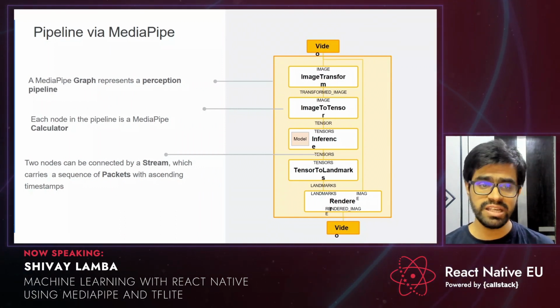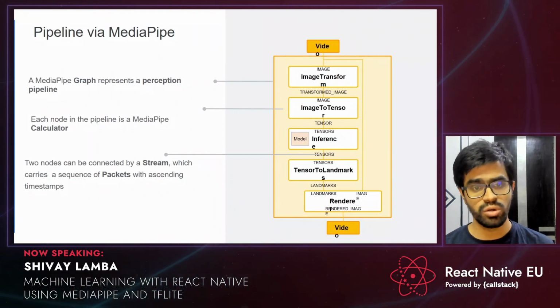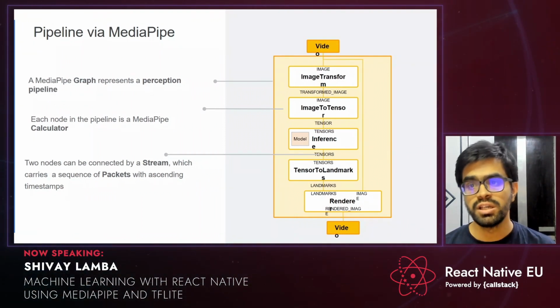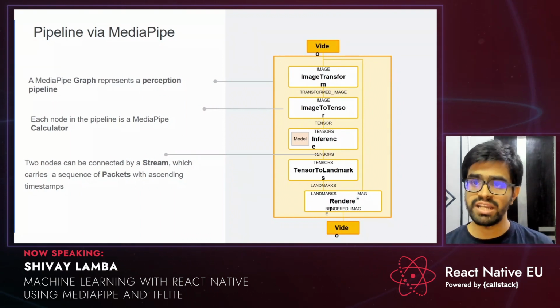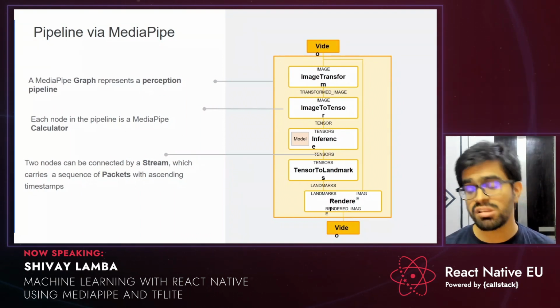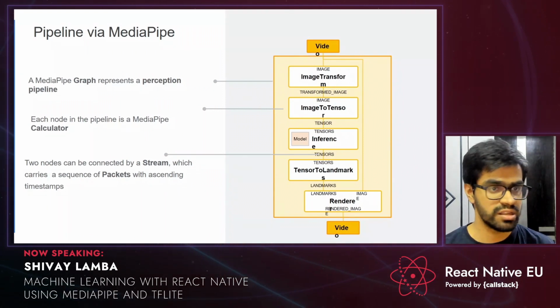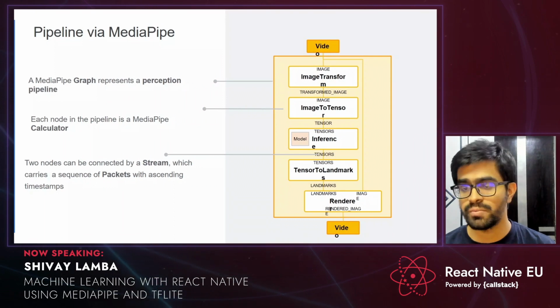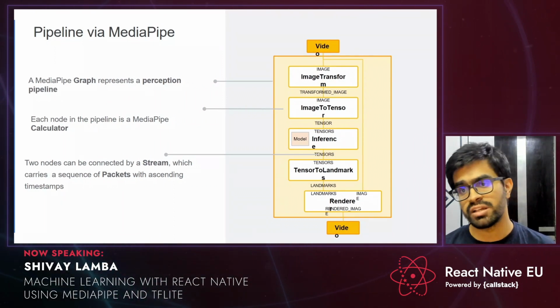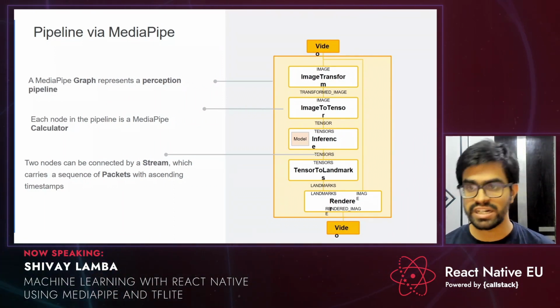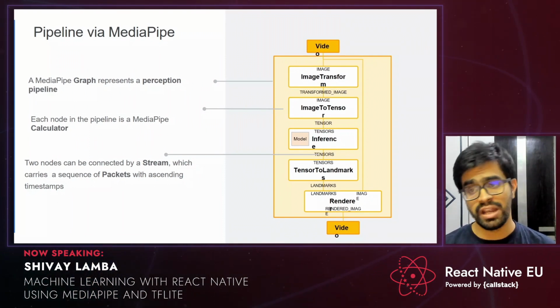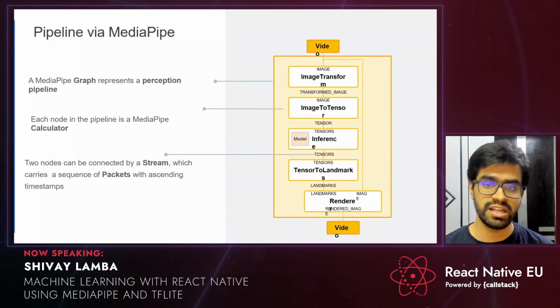Now, basically any two nodes are connected by a string, which can be represented as an edge of a graph, which carries the packets. These packets contain the information, whether it's the input image, the tensors, or relevant metadata that will be required for further processing, and it will contain the timestamps alongside that data.